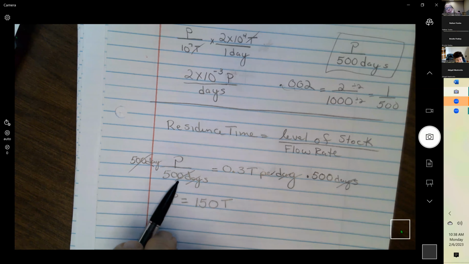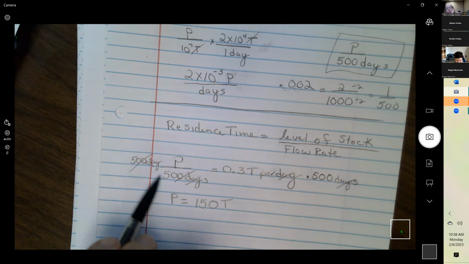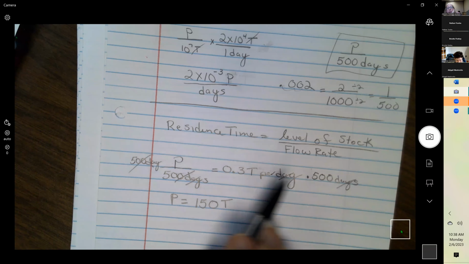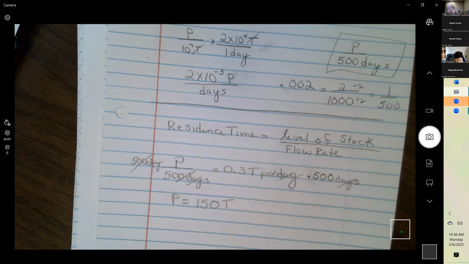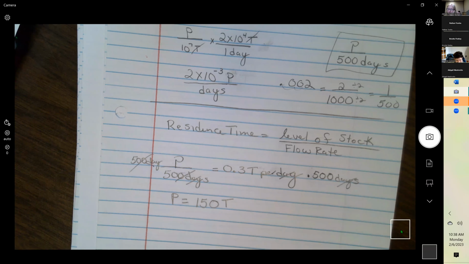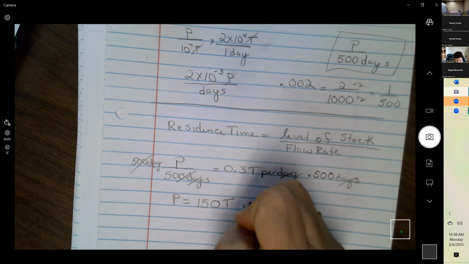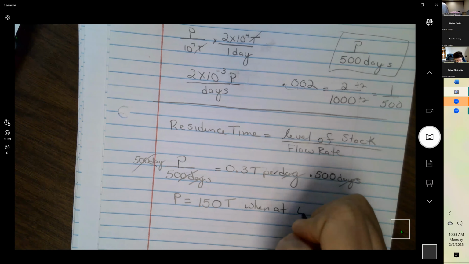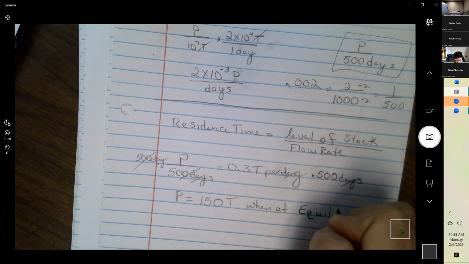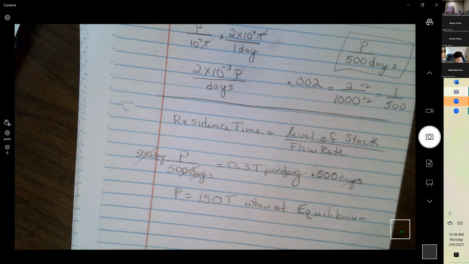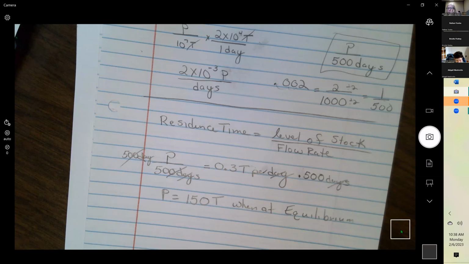So we can multiply the 500 to the other side because we're dividing it. 0.3 times 500 is 150 tons. So the pollutant is 150 tons. That's when we're at our equilibrium. Any questions on that?